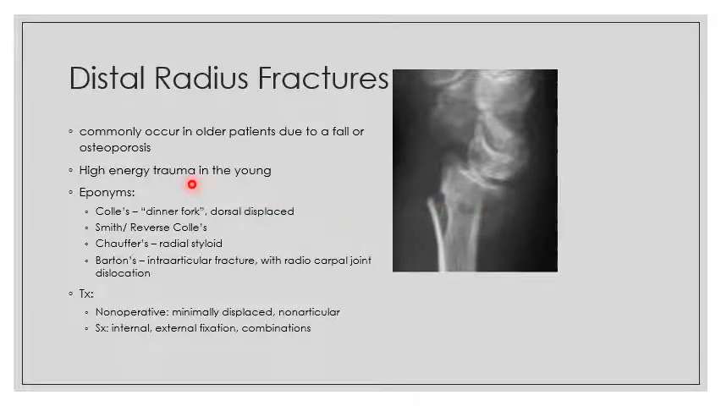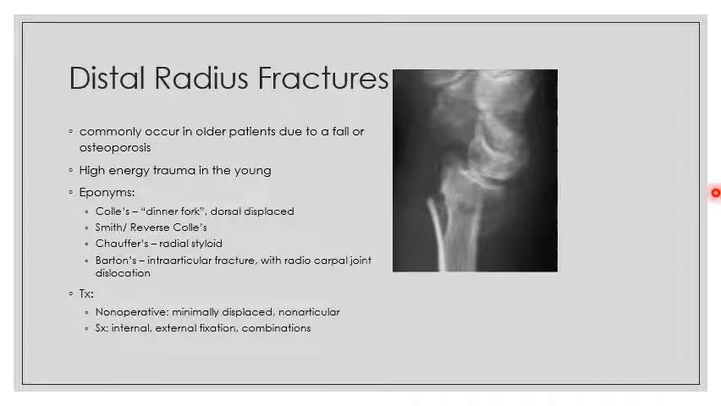Distal radius fractures are the most common orthopedic injury. Treatment is based on fracture pattern and stability. It commonly occurs in older patients due to a fall or osteoporosis. A combination of these factors could lead to distal radius fractures, or high energy trauma in the young. We have eponyms related to distal radius fracture. This one is what we call the Colles fracture, a dinner fork deformity. The thumb is here, so the fragment is dorsally displaced.